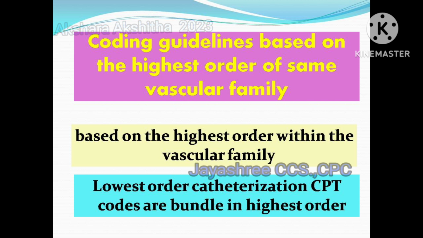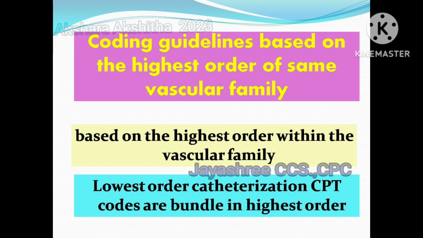If it is a different vascular family, then we can code both orders separately with the 59 modifier. For example, if the catheter is placed in the first order, that is 36215, then passed into the second order, 36216, and again moves into the third order, 36217, within the same vascular family, then the catheter was inserted three times, in three orders. So we only code the final order, the third order code, 36217.